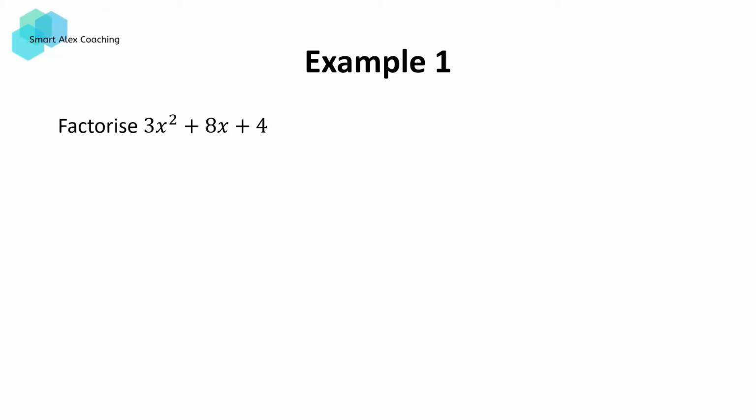In our first example, we want to factorize 3x squared plus 8x plus 4. I'm going to write this expression at the top. Now the cross method is like a trial and error type method. We're going to come up with two numbers that multiply to give 3x squared, so we might like to try 3x and x, and two numbers or terms that multiply to give 4, which I'm going to try 2 and 2.